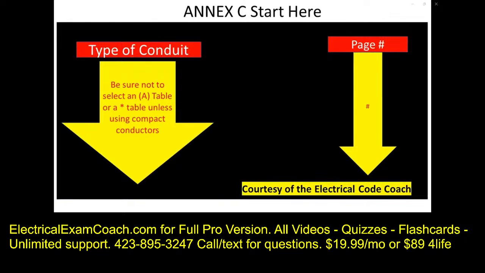But for your normal pipe fill questions, they're not compact conductors. Matter of factly, unless it says the word compact conductors, you will never assume that they're compact conductors. And you do not want to use the A versions of these tables. So when you go to the first one, it says C1 EMT. And then the second one is C1A. That's letting you know it's a compact conductor table.